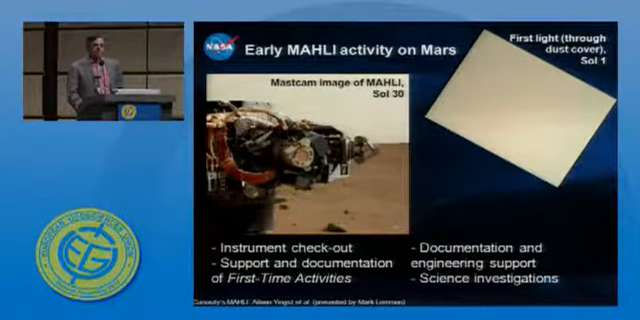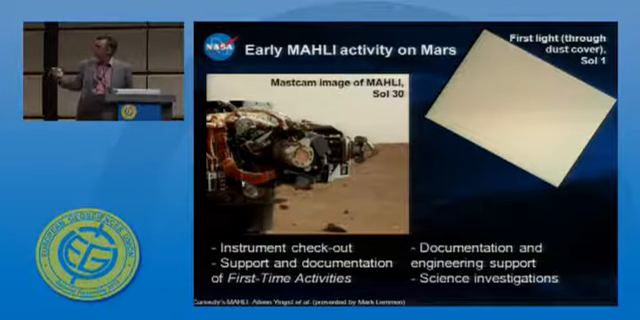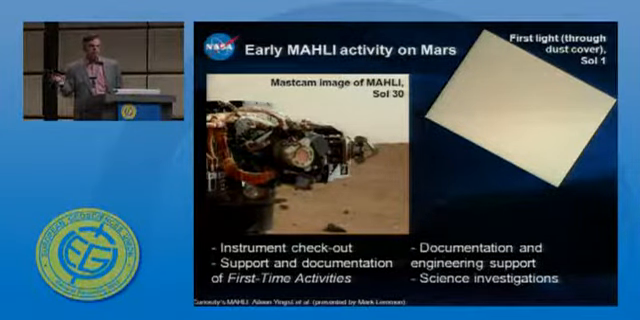So the early MAHLI activity on Mars is what I'm here to talk about, essentially what we've done for the first 90 or 100 sols. We're off to somewhat of a slow start. We got the first picture on Sol 1, which is an awesome picture because it shows that the dust cover did its job and was worthwhile to have.